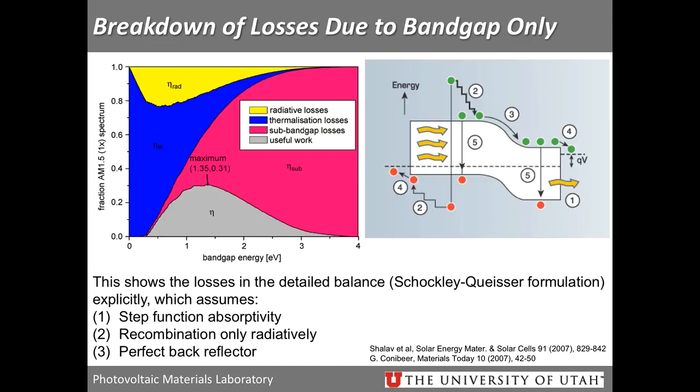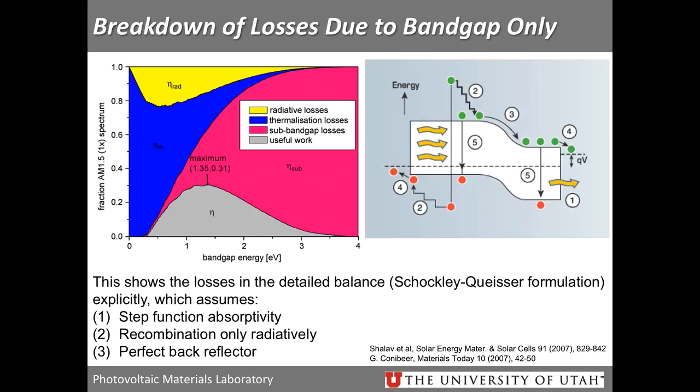So I should say that this maximum efficiency has 3 main assumptions. This is the Shockley-Queisser formulation. The 3 assumptions are step function absorptivity. So that means that there is a hard step function at the band gap, and every photon at or above band gap is absorbed. Every photon just below the band gap is not absorbed.